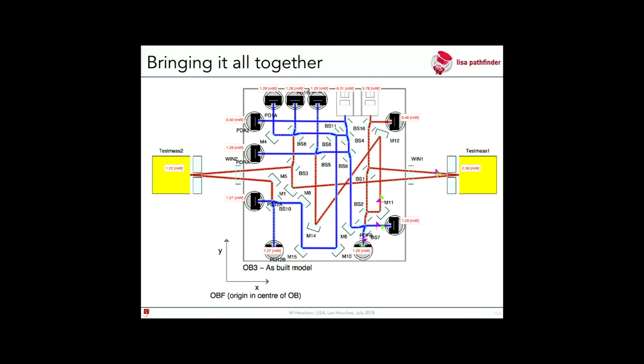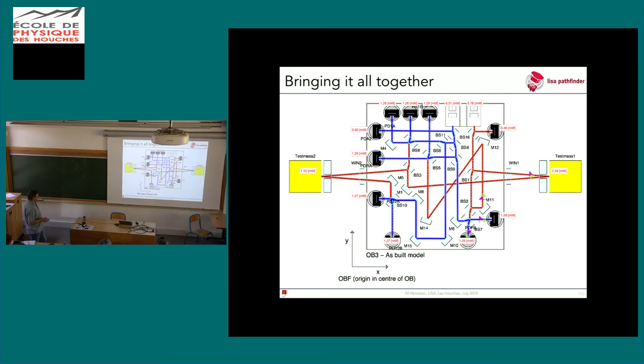Okay, and then that's put all together like that. You can see here some of the optical powers. We're typically hitting the test mass with something like a milliwatt of optical power, and that in itself is actually a source of noise, which we'll maybe touch on later if there's time.